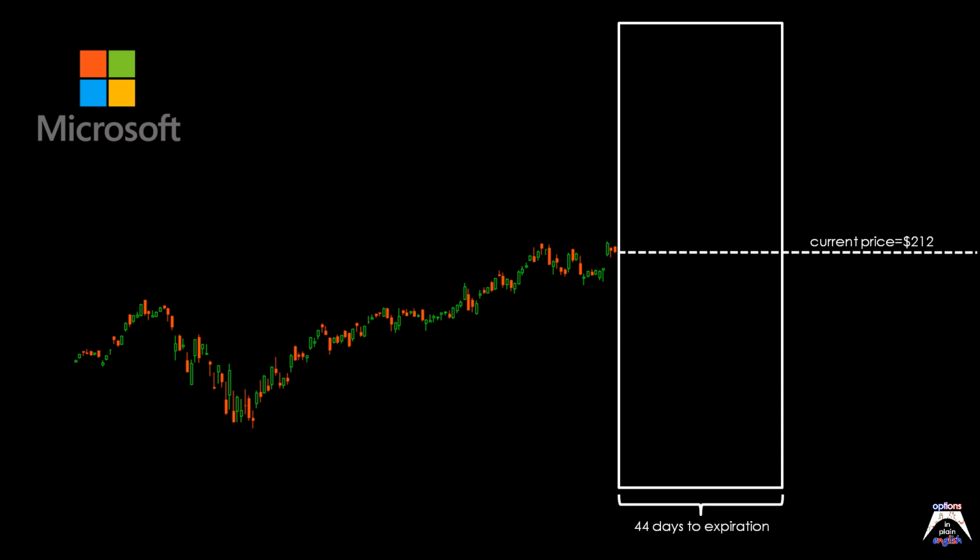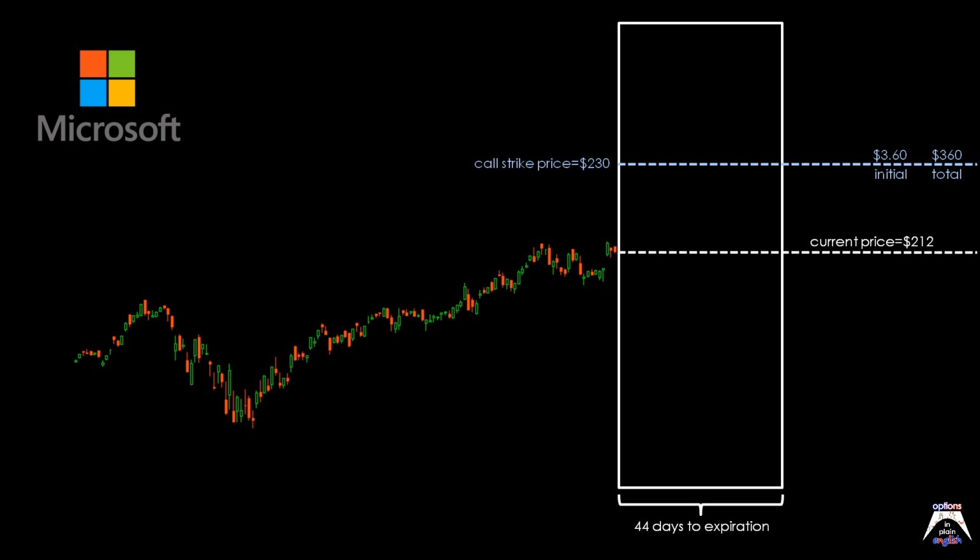To speculate on Microsoft's price going higher and putting on a bullish trade to profit from it, we'll buy one call option contract with a strike price of $230. This call is currently trading at $3.60, so we pay $360 for the 100 shares covered by one call option contract.